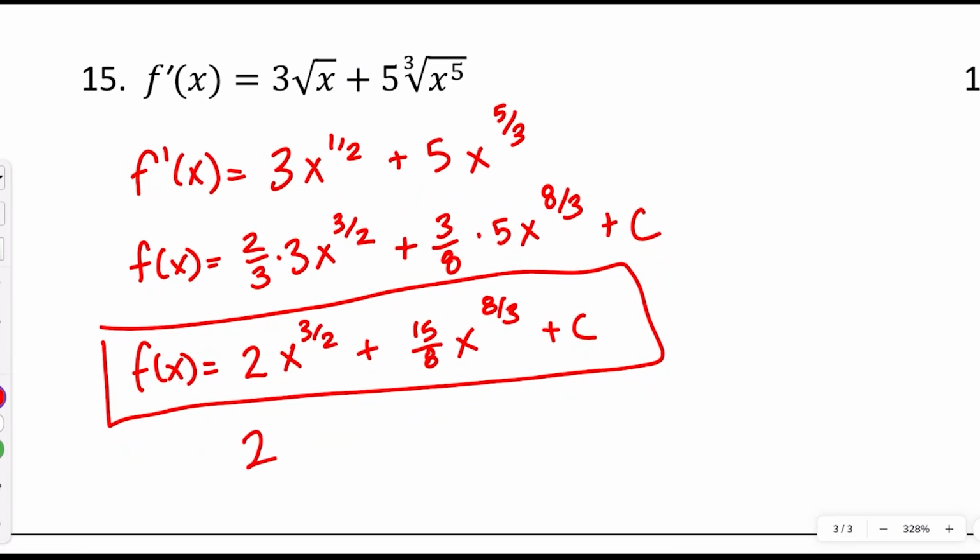Now, I'm totally fine if you leave it like this, but if it were a multiple choice question, you might see it written like this. The square root of x cubed here plus 15/8 times the cube root of x to the 8th plus c. Not a big deal. You don't really have to rewrite it like that, but that's how it would look if you rewrote it using radicals. On multiple choice, it's probably going to look like this.